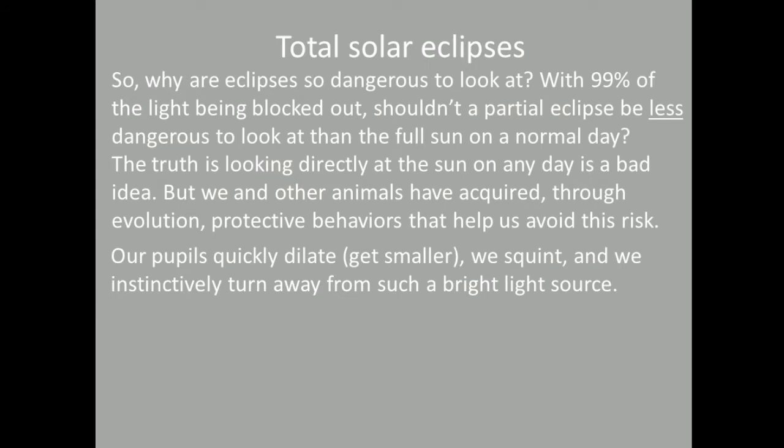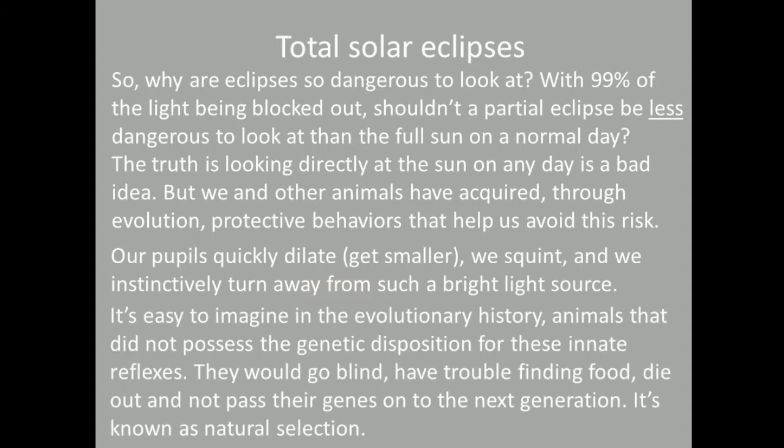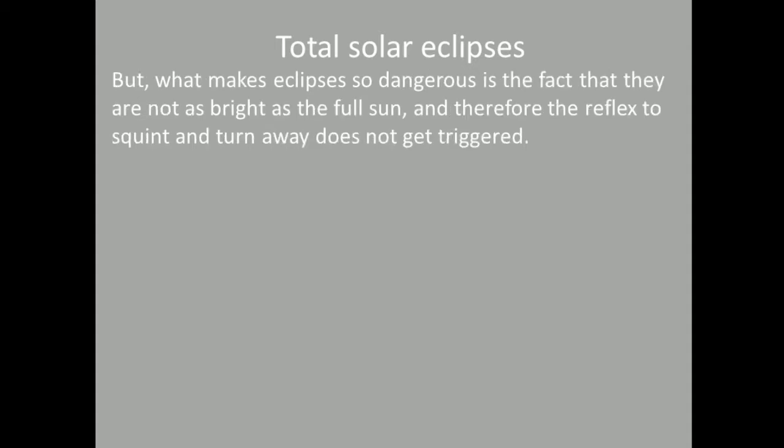Our pupils quickly constrict, that is, they get smaller. We squint. We instinctively turn away from such a bright light source. It's easy to imagine in the evolutionary history animals that did not possess the genetic disposition for these innate reflexes. They would go blind, have trouble finding food, die out, and not pass their genes on to the next generation. It's known as natural selection.